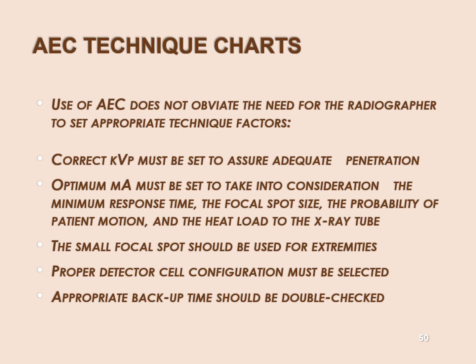A small focal spot should be used for extremities. I don't know why we put this in here, because you shouldn't be using AEC with extremities. Proper detector cell configuration must be selected when you go from PA to lateral chest. Switch from the outer cells to the center cell.